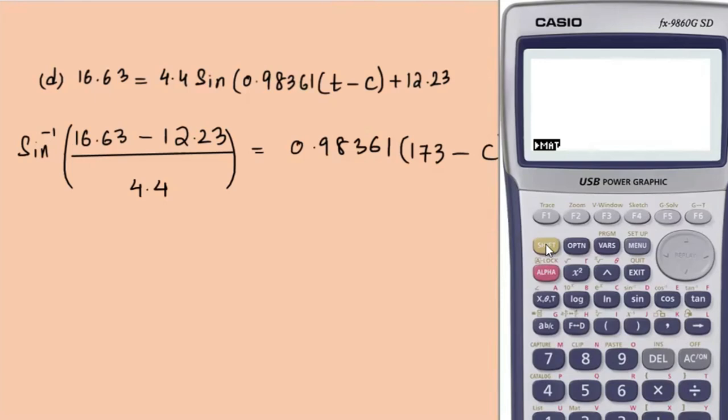So I'm going to do shift sine inverse of this whole thing, right? So let's put a bracket 16.63. The newer versions have the fraction thing as well, but this one doesn't have them. I'm using the older version right now. 4.4. Okay, so let's get this. It's 90. Divide by 0.98361. Okay. So I'm getting 91.49968.